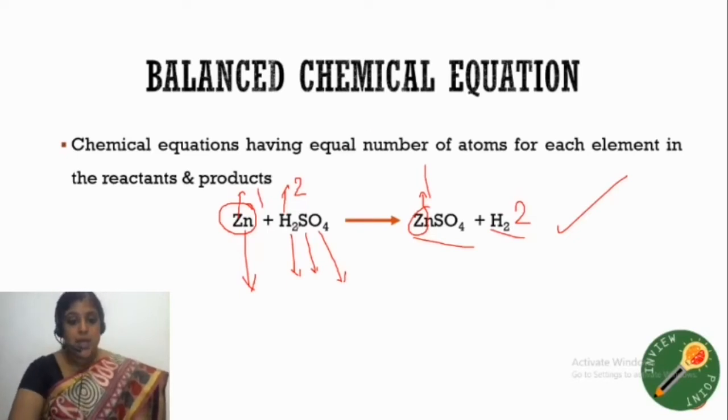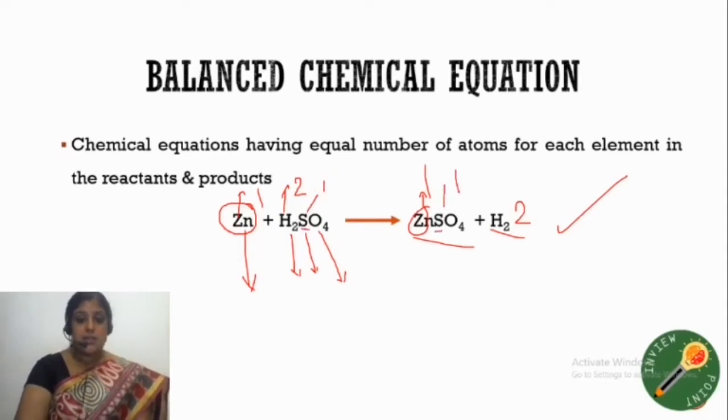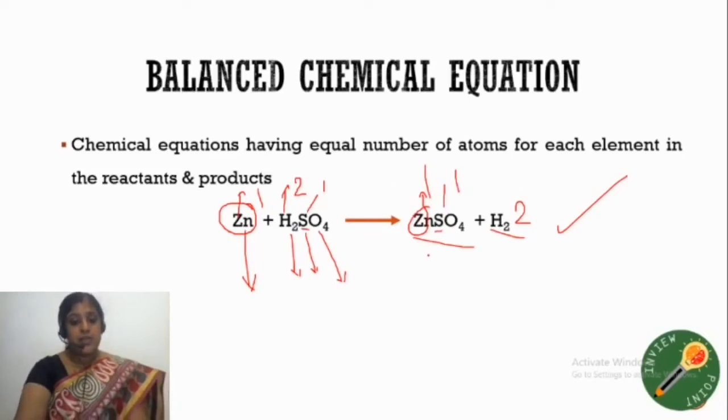Now, if you take sulfur, you can see the number of sulfur atoms in the reactant side is 1. It is S, right? So it is 1, and here also in the product side, it is 1 itself. So the number of sulfur atoms in the reactant and product side are equal.